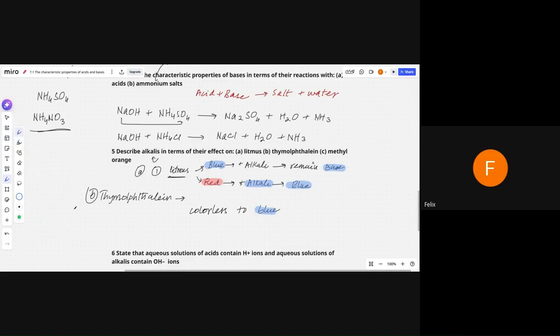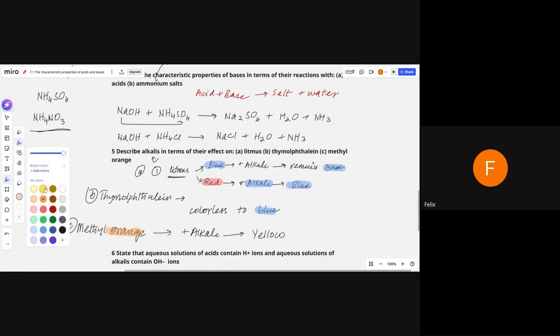Now for methyl orange, the third one. It is orange in color. When it was interacting with acid, it was changing into red. But when it reacts with an alkali, it changes from orange to yellow, right? So remember this, just like you remember your name and your home address.